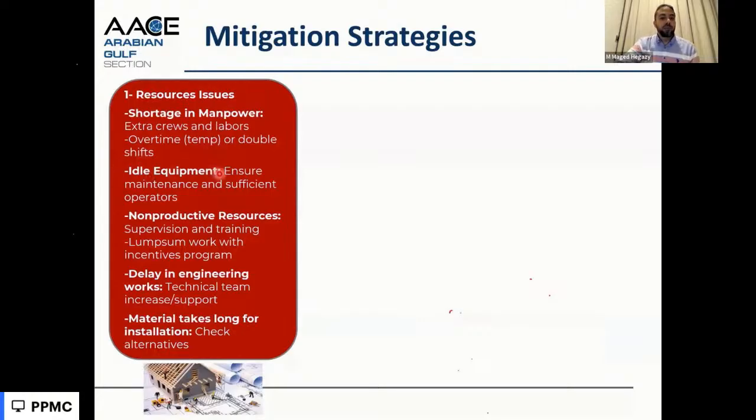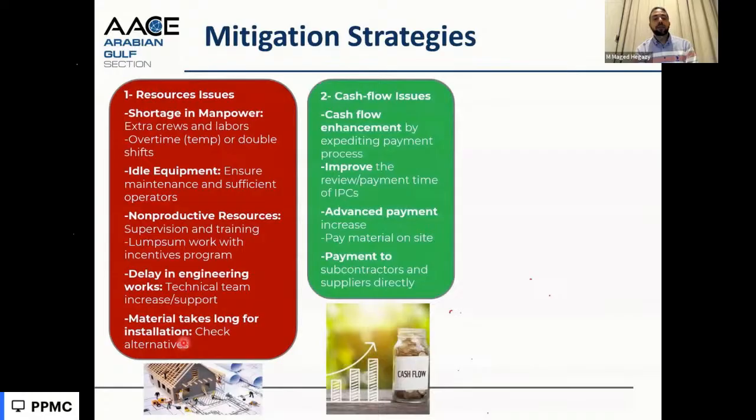The reason can be idle equipment. Equipment needs maintenance or needs operators or skilled operators to reach the optimum production rates. Non-productive resources because of supervision, because of training. Sometimes we do lump sum work or incentive programs to have the resources productive. Delay in engineering work: assign a technical team and a skilled technical team. Material issues: we can check if this material needs a long time for production. The suppliers are limited. We can check the alternatives to get this material earlier.